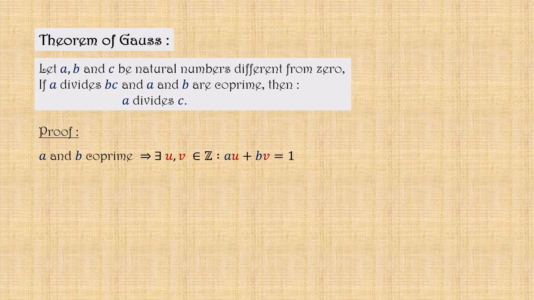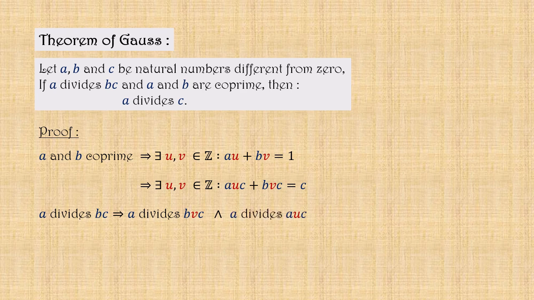By multiplying this equality by c, we would have a multiplied by u multiplied by c plus b multiplied by v multiplied by c equals c. And as the theorem announces that a divides bc, we deduce that a divides b multiplied by v multiplied by c. But we also know that a divides a multiplied by u multiplied by c. So a divides the sum a multiplied by u multiplied by c plus b multiplied by v multiplied by c. And because this sum is equal to c, we conclude that a divides c. And this ends the proof.